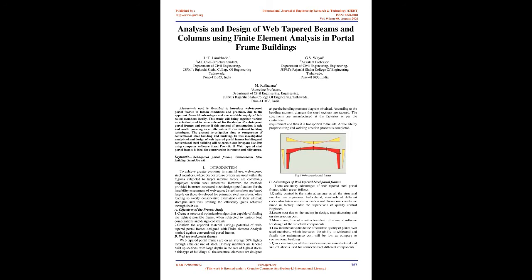Introduction. To achieve greater economy in material use, web-tapered steel members, where deeper cross-sections are used within the regions subjected to larger internal forces, are commonly employed within steel structures. However, the methods provided in current structural steel design specifications for the instability assessment of web-tapered steel members are based largely on those developed for prismatic steel members, often leading to overly conservative estimations of their ultimate strengths and thus limiting the efficiency gains achieved through their use.